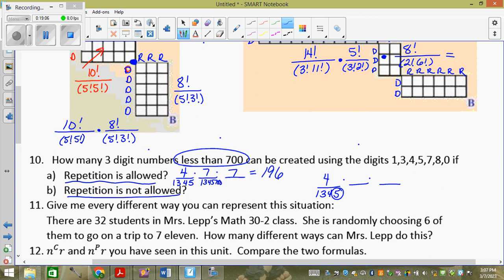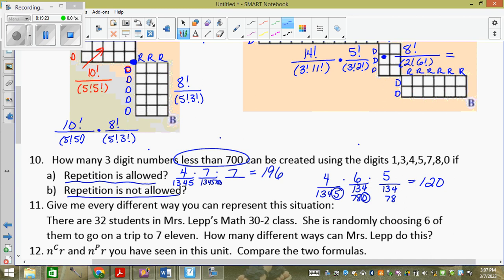I'm going to pretend to hold the 5. And I have 1, 3, 4, 7, 8, 0, which is 6 options. Say I hold the 0. And I would have 1, 3, 4, 7, 8, which is 5. So 120.